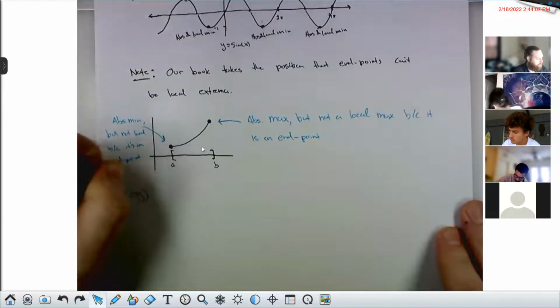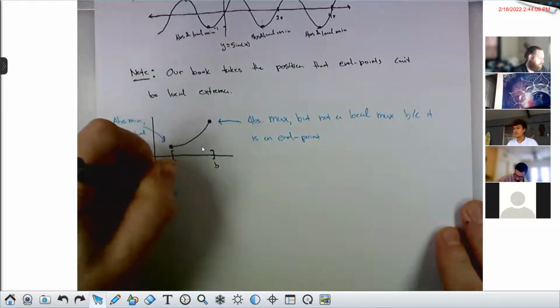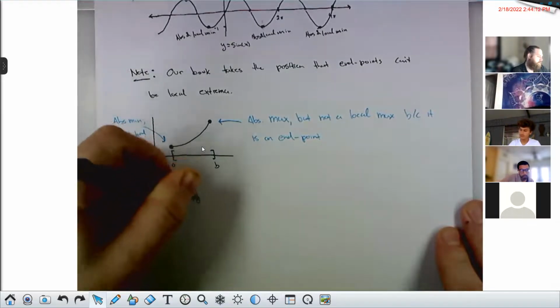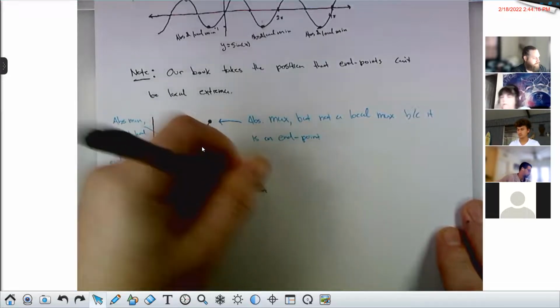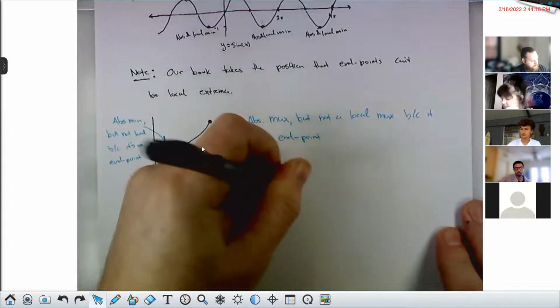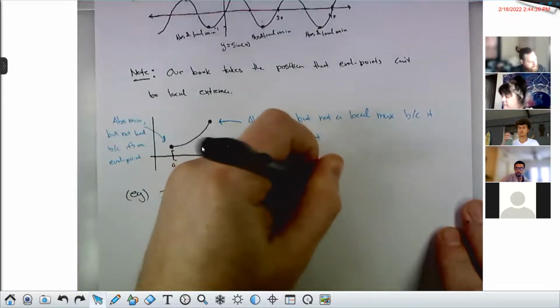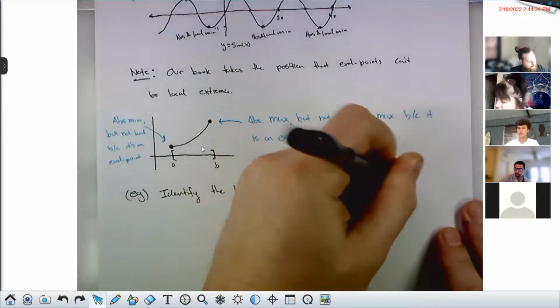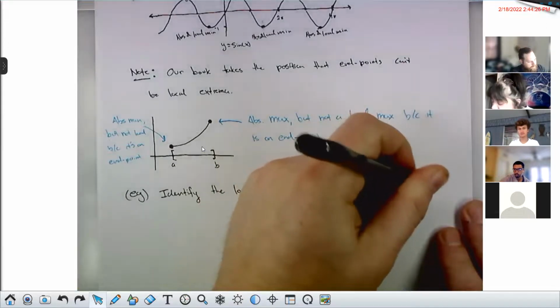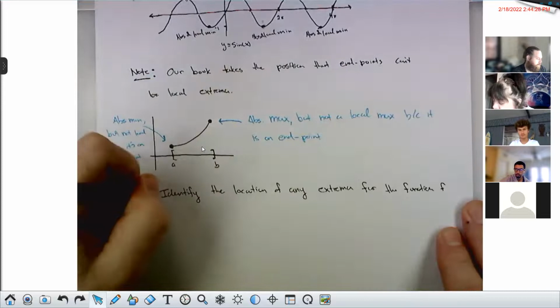Let's identify the location of any extrema for the function f graphed below.